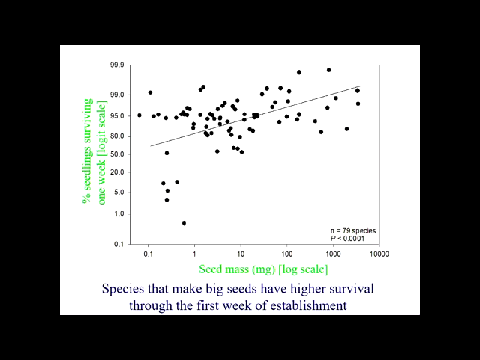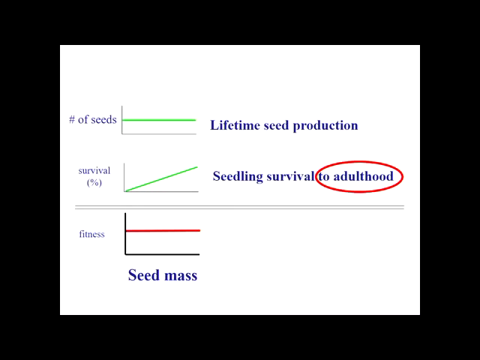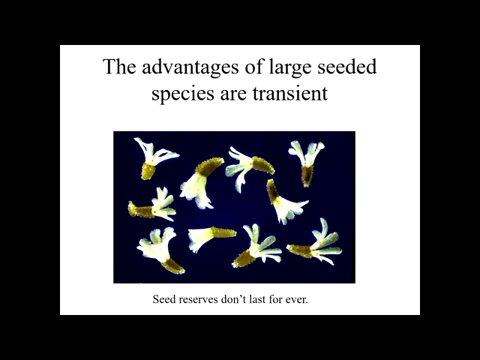This is the relationship between seed size and seedling survival through their first week. And you can see those big-seeded species, they do have higher rates of seedling survival. But that's through their first week of establishment. And what we need to know is seedling survival to adulthood. And it turns out that the advantages of those big-seeded species are transient. They've got a certain amount of extra resources they can use for that seedling to grow, but they wear off. If it's a really big seed, it might take a year or two for that advantage to wear off, but it does wear off.